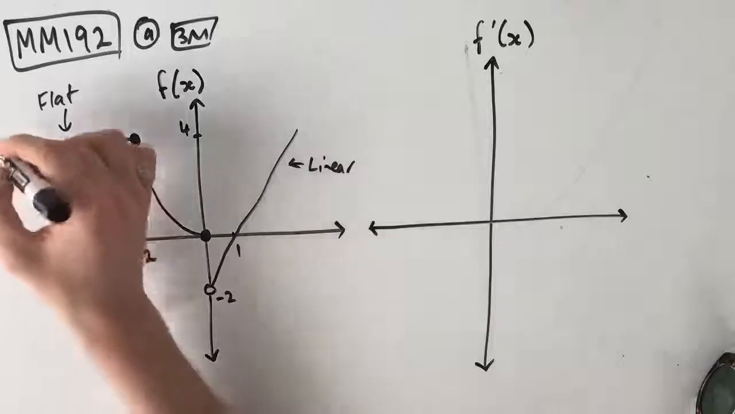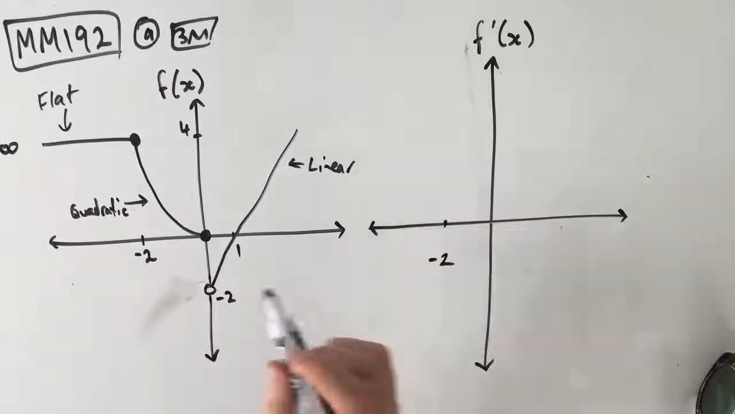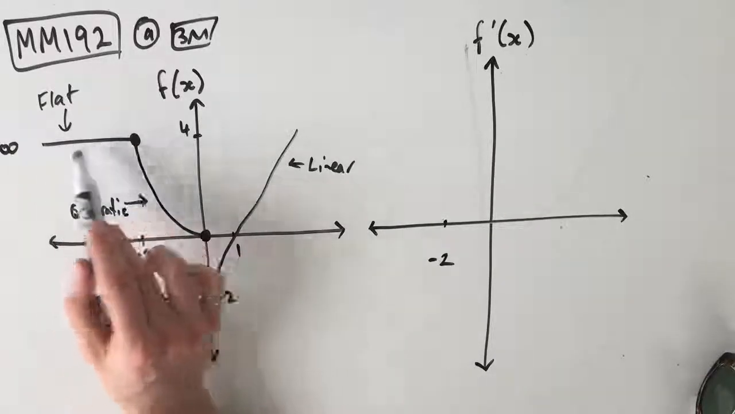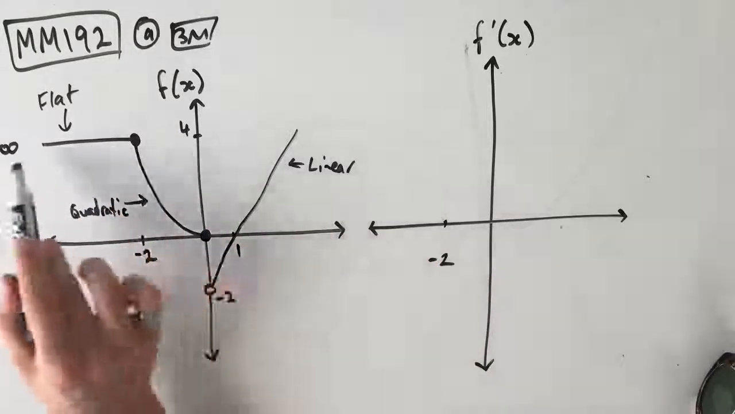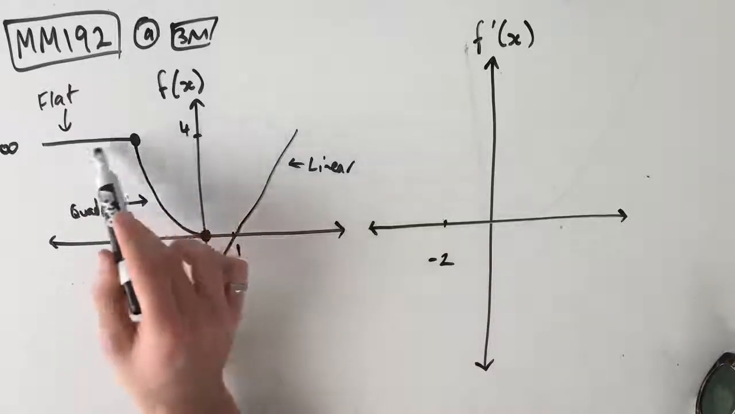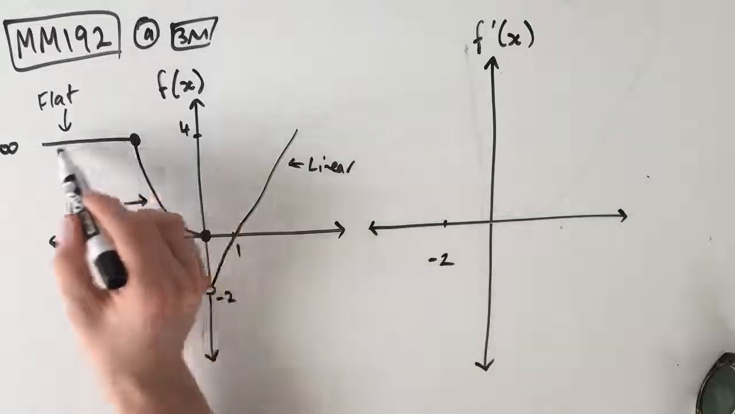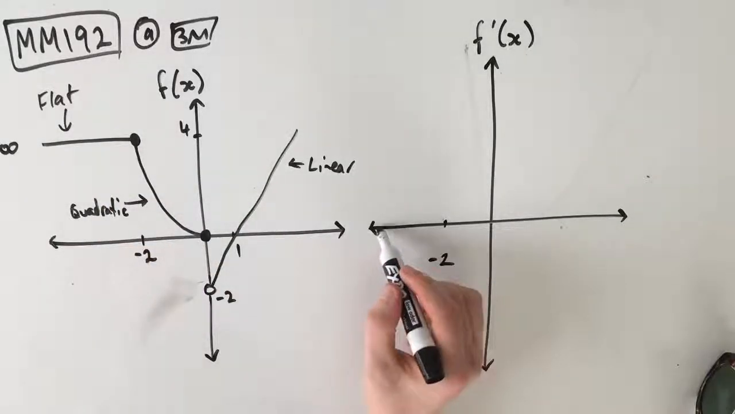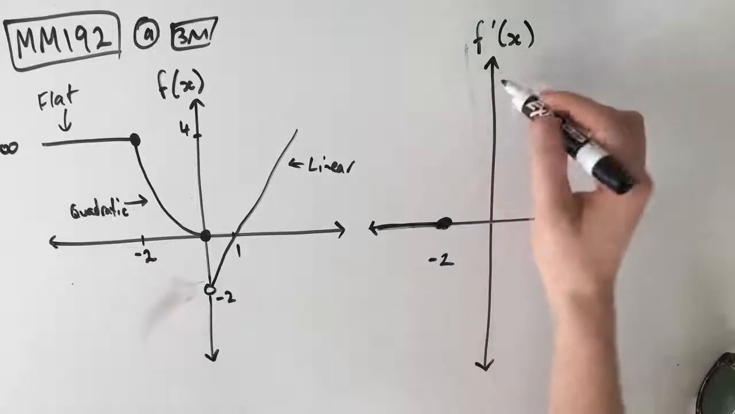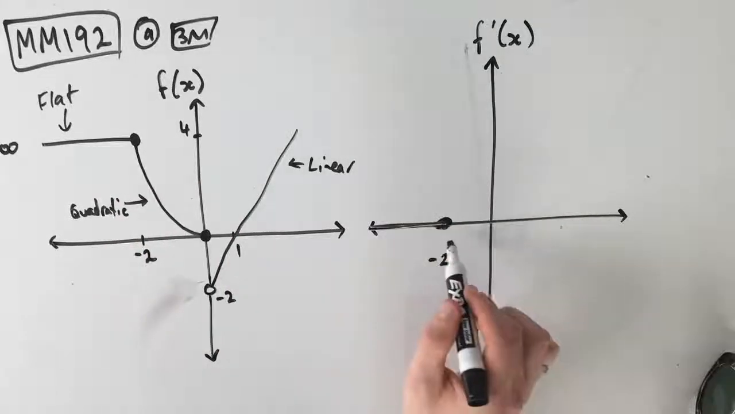So let's start with this first section from negative infinity to negative 2. What's the gradient of this line? Well, there's two ways of looking at this. The equation of this line is simply y equals 4, just a straight line that goes across. It does have a gradient, it's flat. So if we differentiate y equals 4, we get 0, because it's just a constant. So from negative infinity to negative 2, we've got a line on the 0, because this y-axis represents the gradient of the original function, which means that if it's flat, it has a gradient of 0.